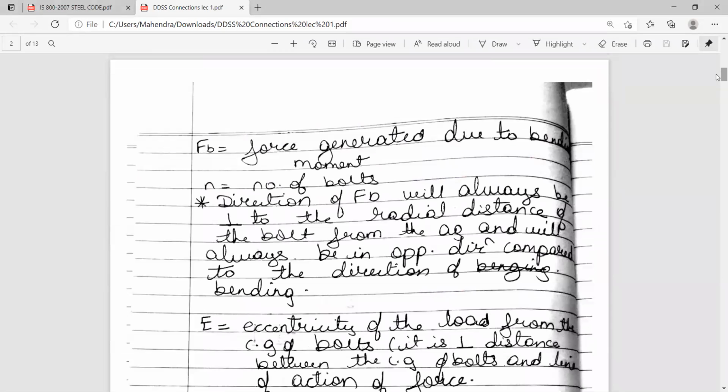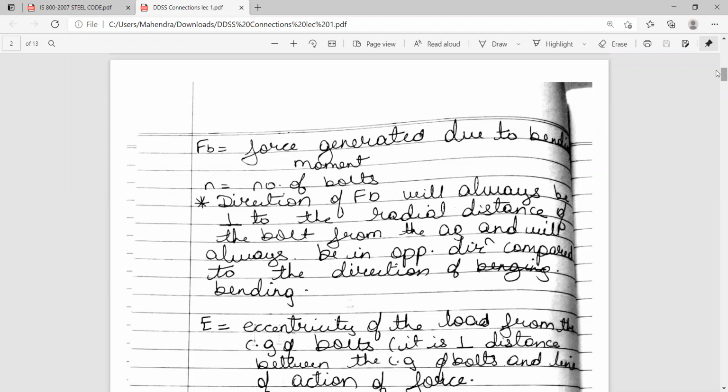Fb is nothing but the force generated due to the bending moment, that will be an inclined force. The direction of Fb will always be perpendicular to the radial distance of the bolt from the CG and will always be in the opposite direction compared to the direction of the bending. So the direction of Fb will always be perpendicular to the radial distance of the bolt.